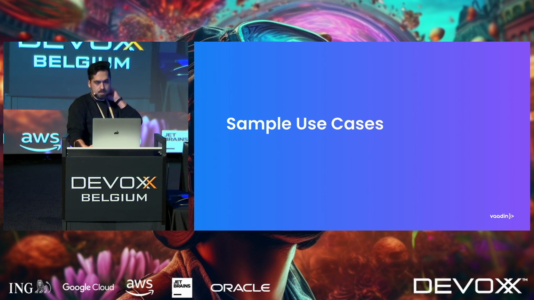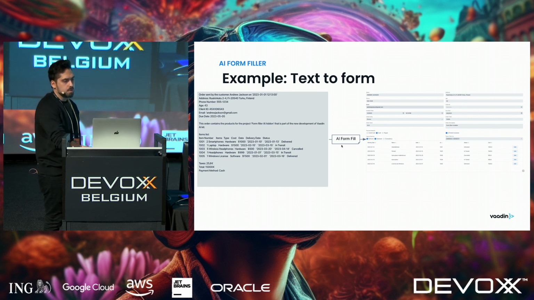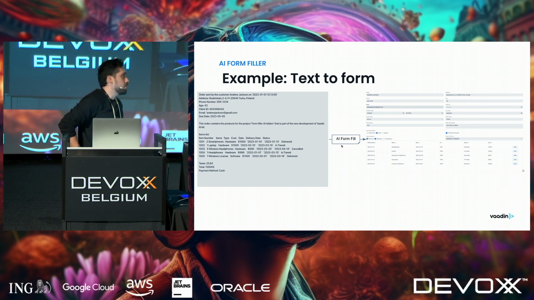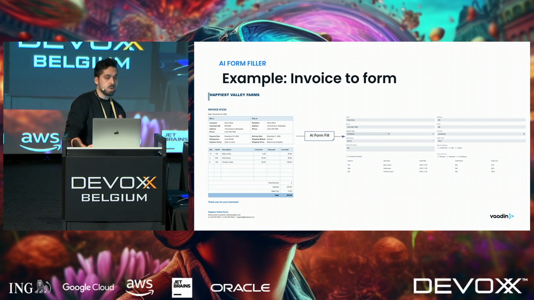Some sample use cases about the add-on. This use case is where you have a text, you fill the add-on with this text, and then, as you see, the component is filled with all of the information. You can have an invoice as well, and the invoice can have a bit different data. As you see, it can have different structurings and different groupings of the data.